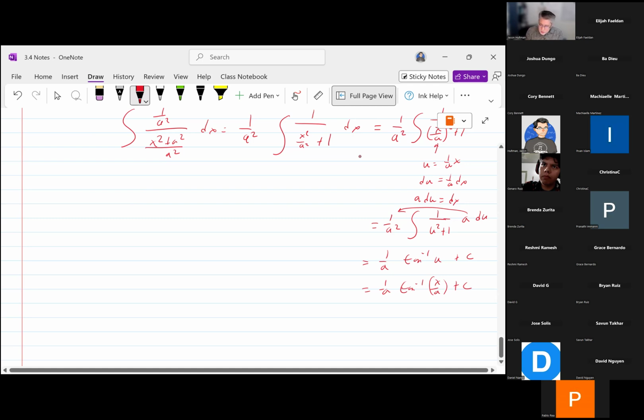Okay, and so I kind of use that trick of multiplying top and bottom by 1 over a squared to get me this guy. This is going to be 1 over x squared plus a squared. So I kind of have to reconcile how to manipulate that a squared, and that will give me my formula.